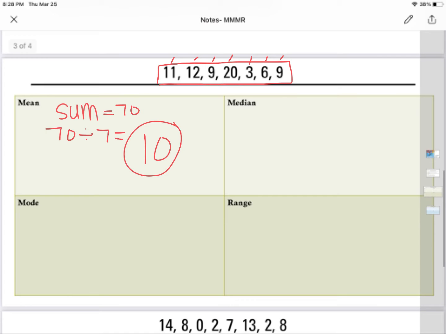Okay, so for the median, this is when we're going to put them in order from least to greatest. So we're starting with 3 as our smallest. I like to cross them out as I go. Then we have 6. Then we have 9. And we actually have 2 9s, so I'm going to do 9 twice. Then we have 11. Then 12. Then 20. And I also like to go back and make sure I have 7 numbers like I had before. 1, 2, 3, 4, 5, 6, 7. Yep, I wrote 7 numbers, so we should be good.